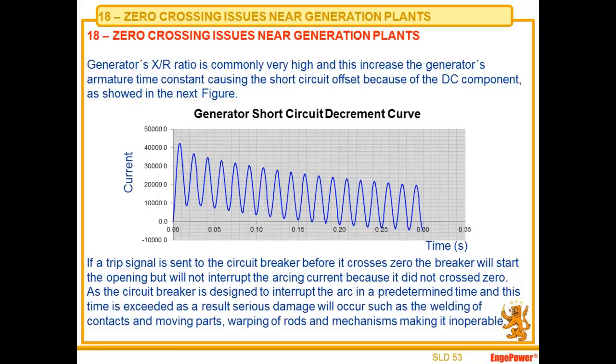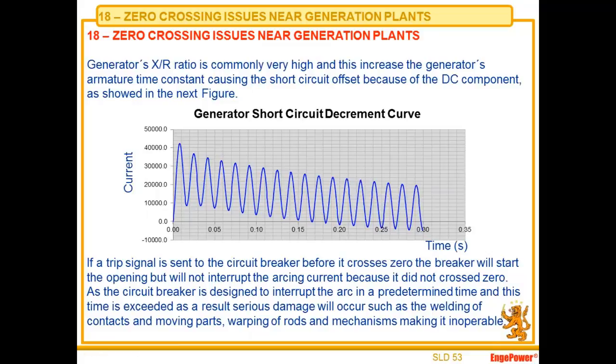Big generators normally have a big X over R ratio. This means high DC offset during short circuits. The problem is that the DC offset is so high that the alternating current does not cross the zero. It will cross the zero very, very far from the beginning, sometimes after 150 milliseconds.